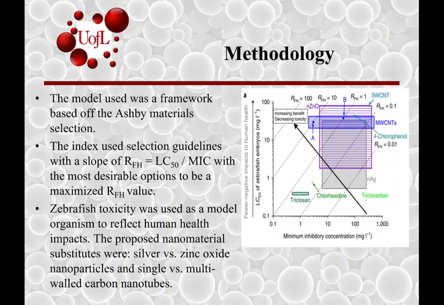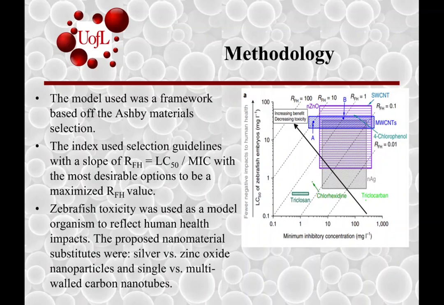So the most desirable options would be to maximize that ratio as much as possible. A viable substitute would be the zinc oxide nanoparticle, because it emerged with a low price and a high LC50, which translated to a low hazard, and also a relatively low MIC, which translated to a high efficacy.